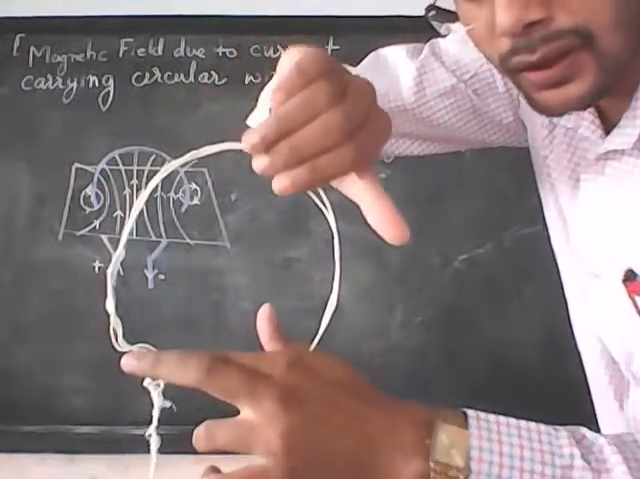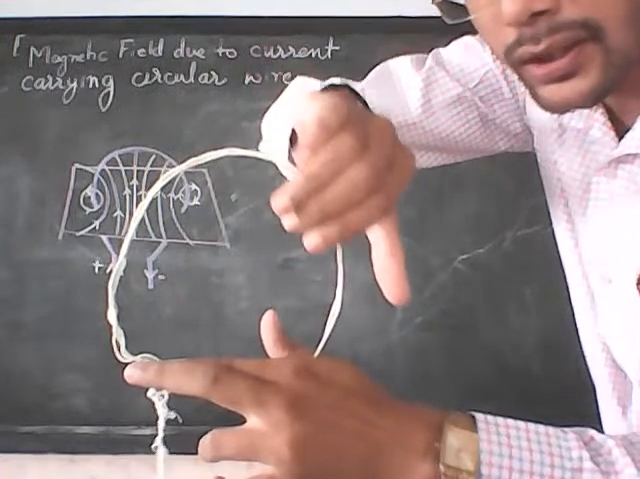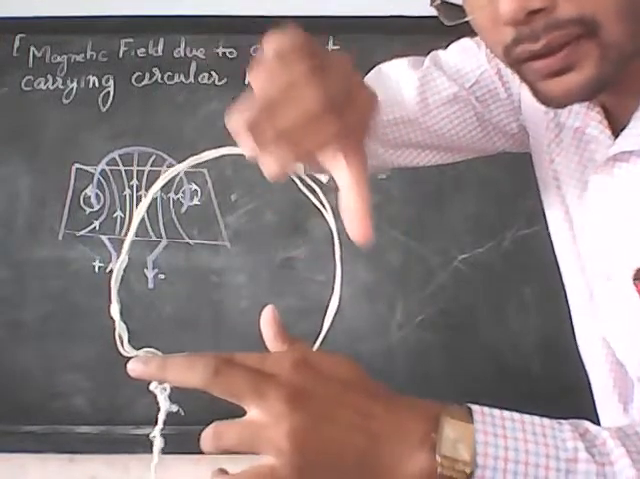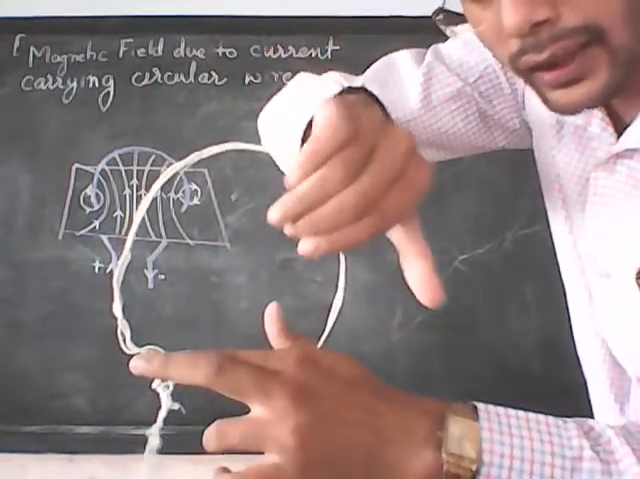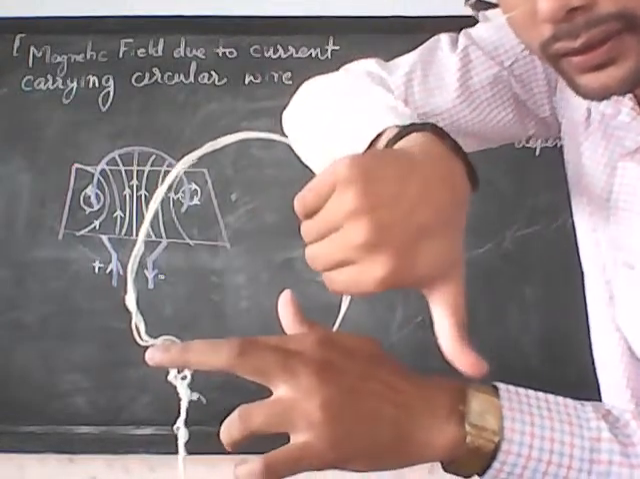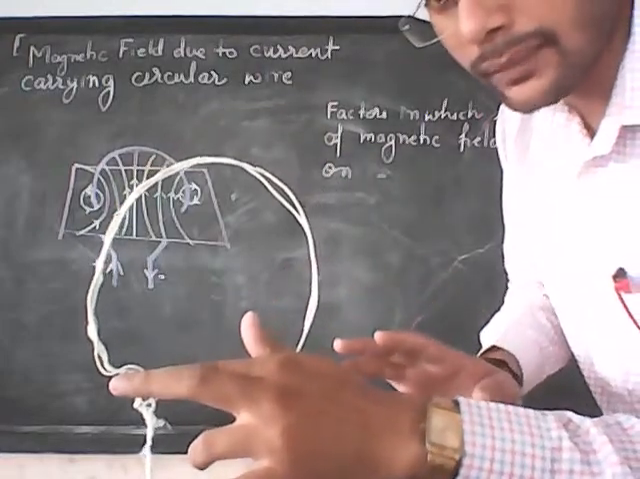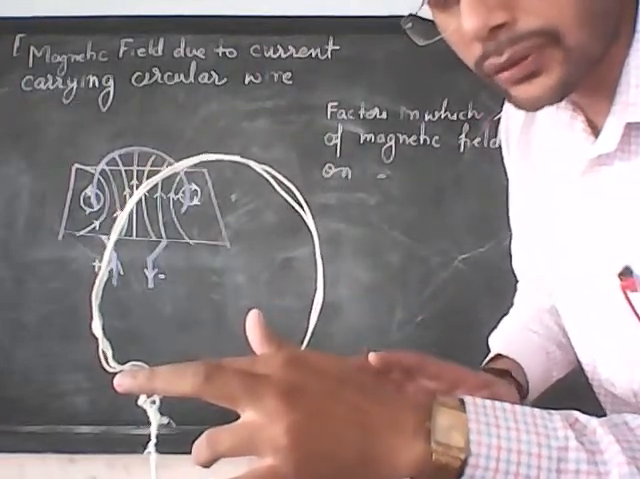Now see the direction of current. This way the current is moving, and the direction of magnetic field will be this. So are you getting this? Now you understood?